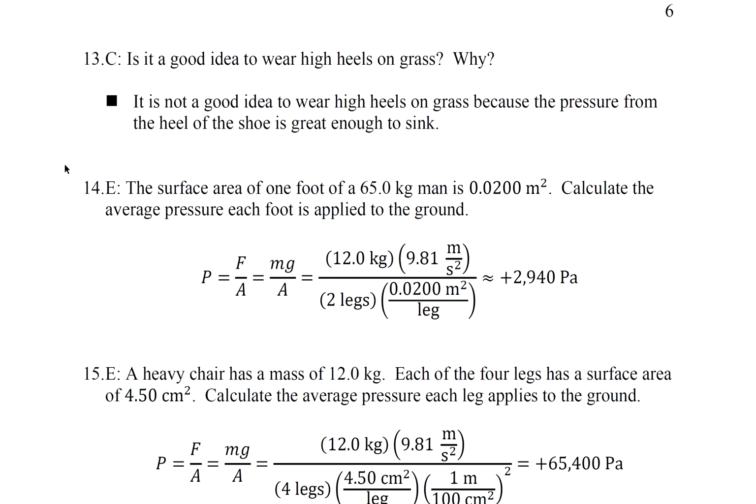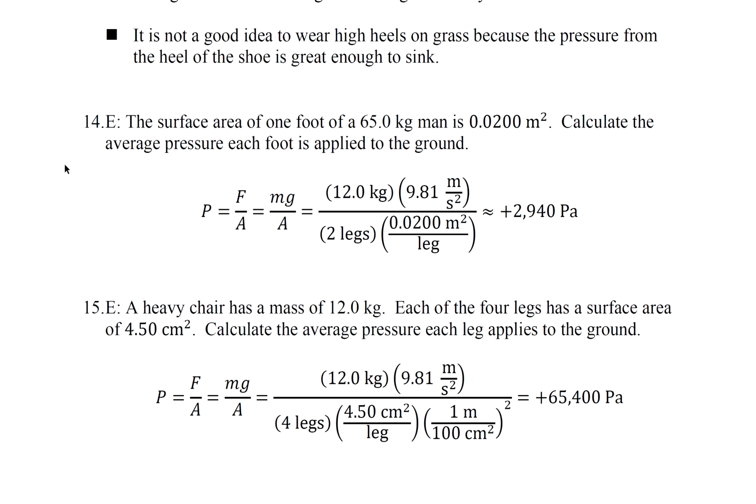Question 14. The surface area of 1 foot of a 65 kilogram man is 0.02 meters squared. Calculate the average pressure each foot applies to the ground. So pressure is force per unit area. This is a mistake. This should say 65 kilograms here, not 12. So 65. So fix this part and you're going to get a different answer.